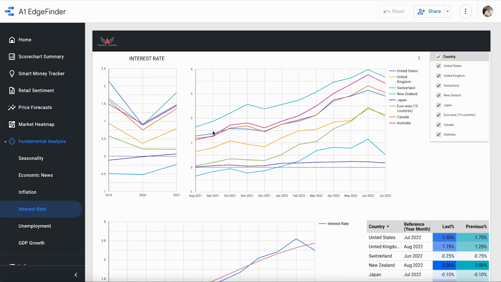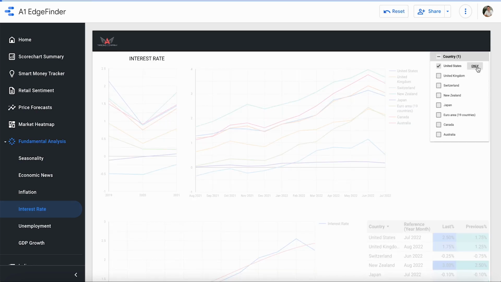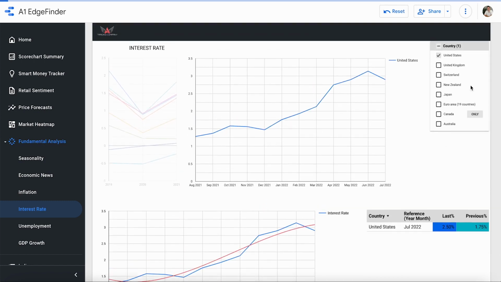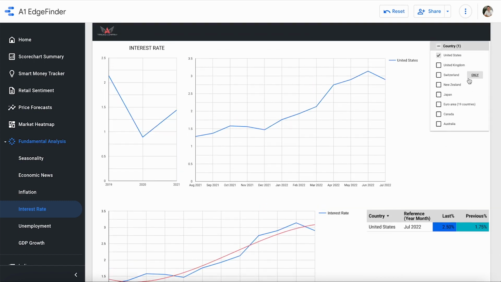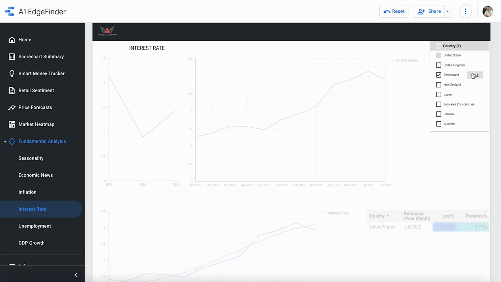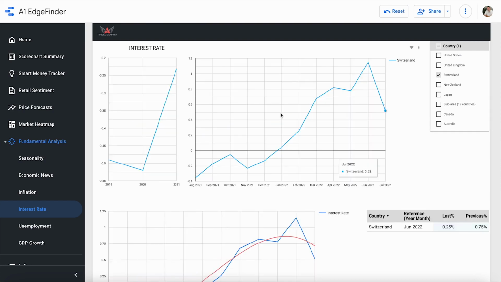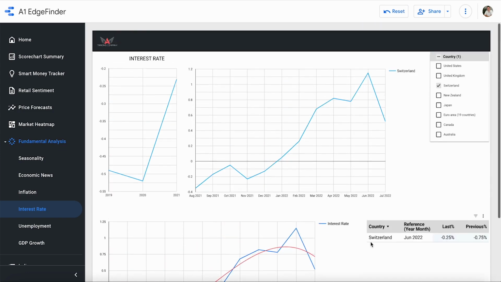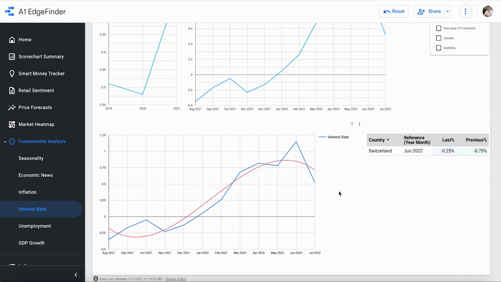So this is the interest rate page if you're just curious on looking at interest rates for one or all of these countries. We can also, if we wanted to, click only here and just have the interest rate that you selected. So if I really wanted to know what Switzerland's interest rate was, we click only, and there we go, everything shifts and we can see just Switzerland's interest rate.